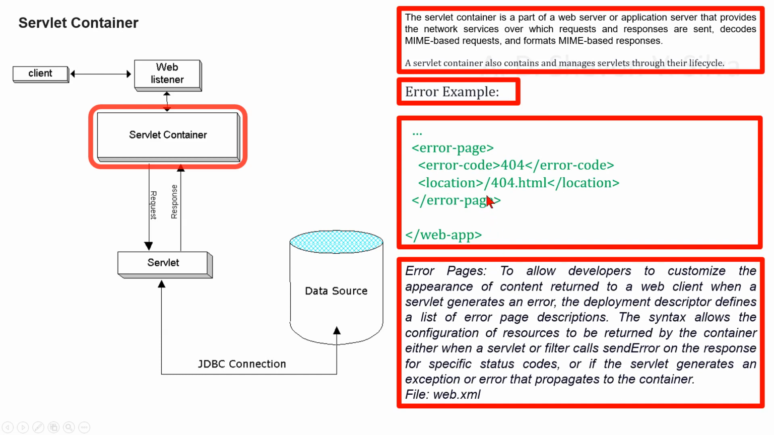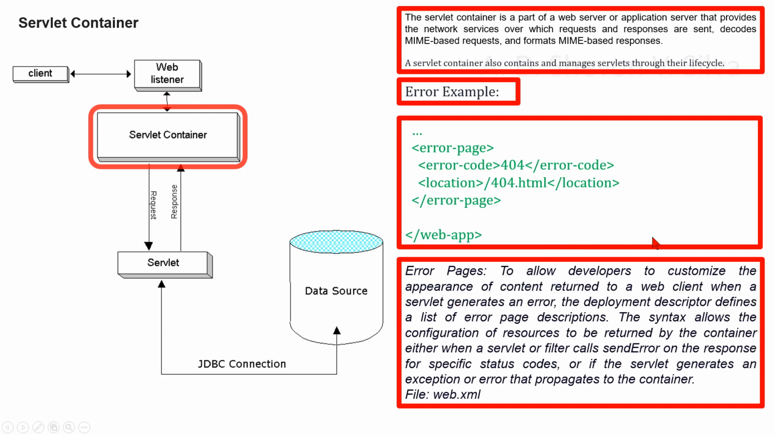The error page. Error pages allow developers to customize the appearance of content returned to a web client when a servlet generates an error. The deployment descriptor defines a list of error page descriptions. The syntax allows the configuration of resources to be returned by the container either when a servlet or filter calls sendError on a response for a specific status code, or if the servlet generates an exception or error that propagates to the container. This is in web.xml.